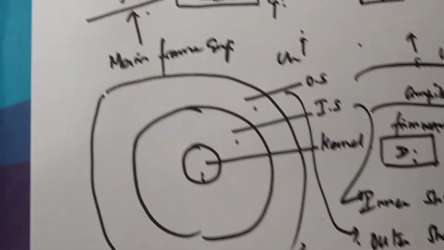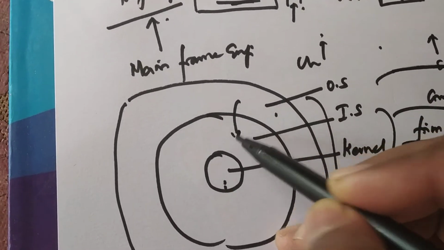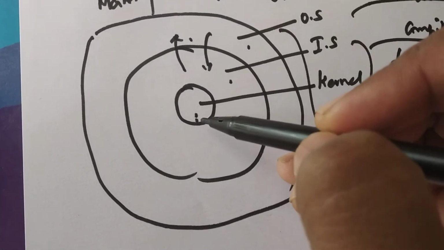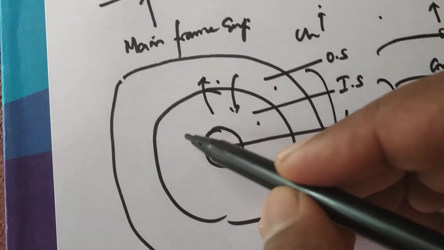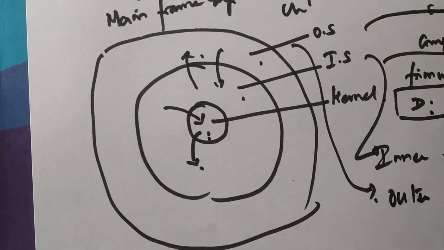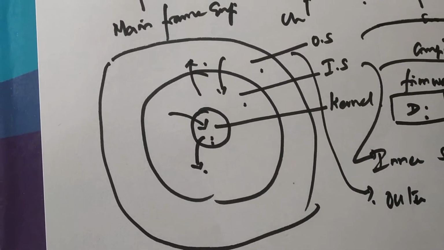The outer shell has to communicate with the inner shell, and the inner shell can communicate with the outer shell. The outer shell can't communicate directly with the kernel. So the inner shell will communicate with the kernel, and the kernel will communicate with the inner shell. So this is a vice versa communication in an operating system.